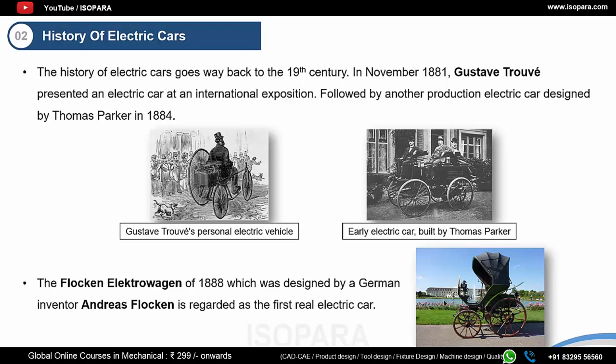So basically what they did was, this was a horse driven wagon. Okay, so these were basically pulled by the horse. So what they did was they replaced these horses with an electric motor and a battery backup to power these wheels, which gave us an electric vehicle of that time. That was around 1888.